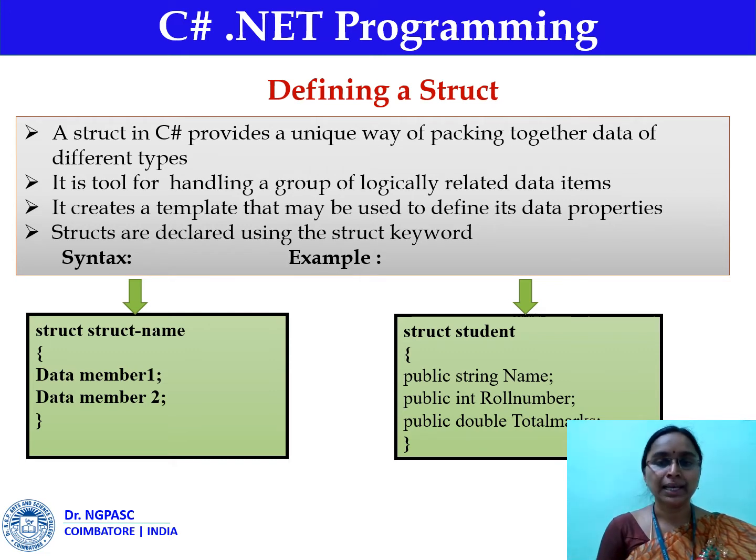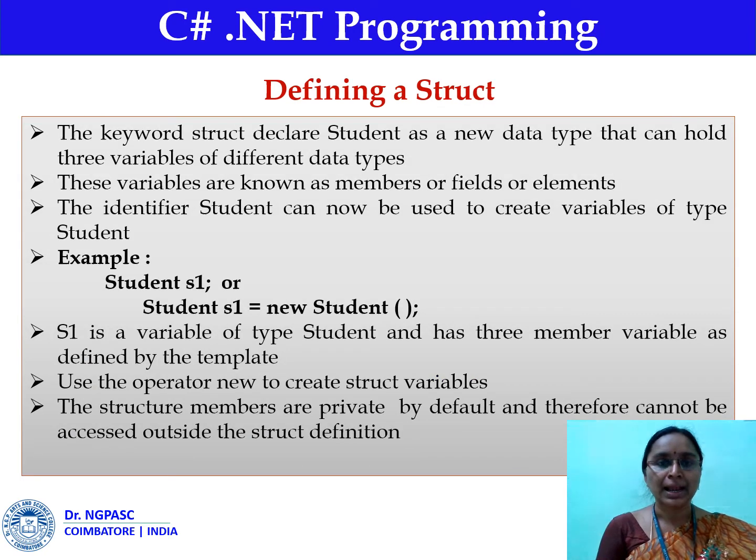Look at here. The first one is the string data type, followed by the variable name, name. The second one is the int data type, followed by the member name, roll number. The third one is the double data type, followed by the member name, total marks. Likewise, we define a structure using the struct keyword. Here we declare the student structure using the struct keyword.